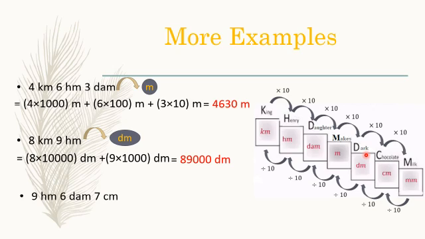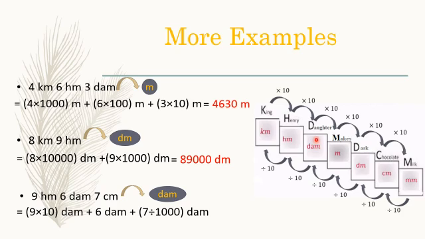9 hectometer, 6 decameter, 7 centimeter. It's equal to what in decameter? 9 hectometer is here. I'm going to reach decameter. I only move 1 step downward, so I multiply the 9 by 10. 6 decameter, it's already in decameter. I copy it as it is, plus 6 decameter.